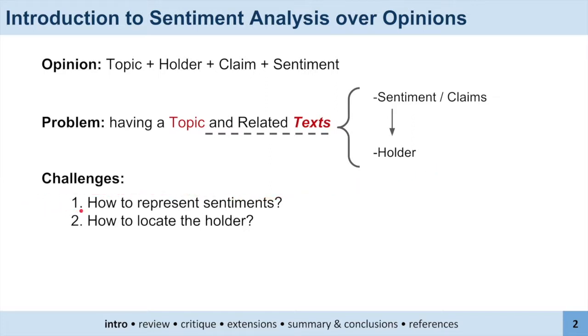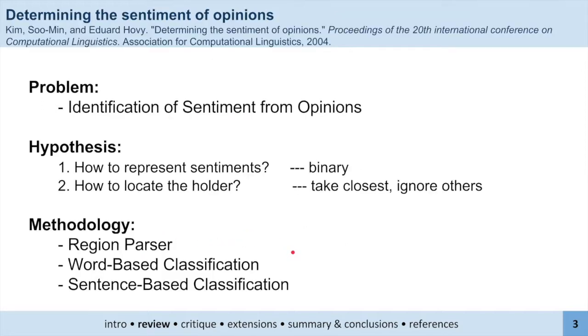Given that, the challenges of the problem are mainly 2. First, how to properly represent the sentiments. Number 2, how to locate the holder. In order to counter the 2 challenges, the author has made 2 hypotheses. First, he will use a trinary representation of sentiments. Second, he will use a take-closest, ignore-others strategy for holder location.